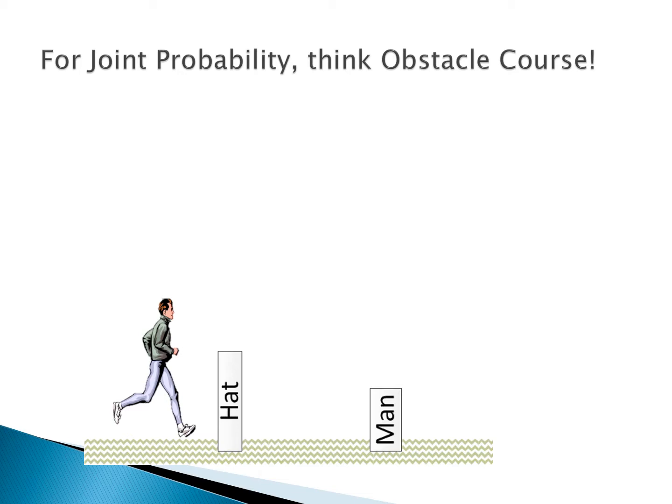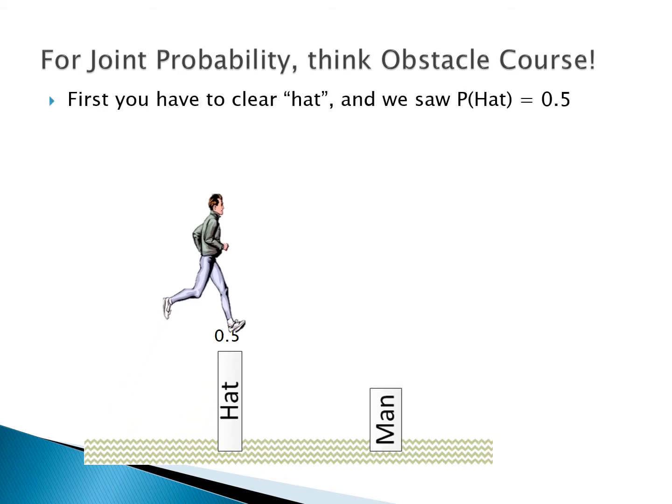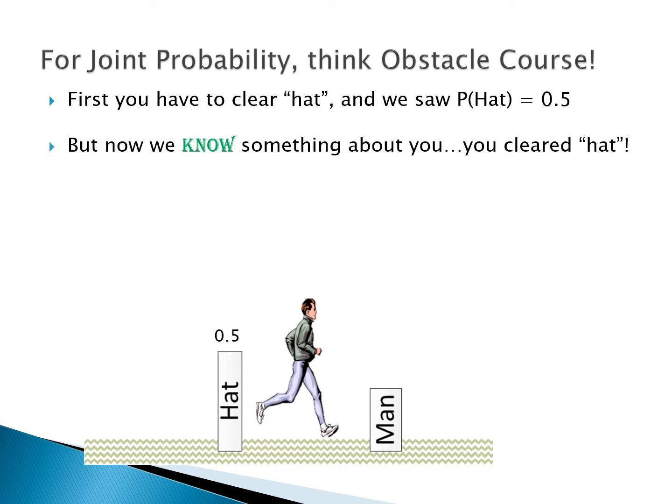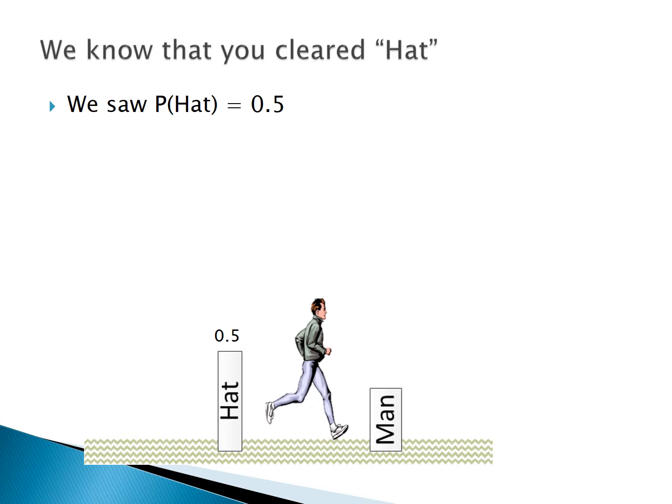Well, the first obstacle is the hat obstacle, and you know that to do that, there's a 50% chance that you'll succeed because the probability of hat is 50%. Now you might think that the man obstacle has a 50% chance too, but we know something about you that we didn't know about you before. We know that you cleared the hat obstacle.